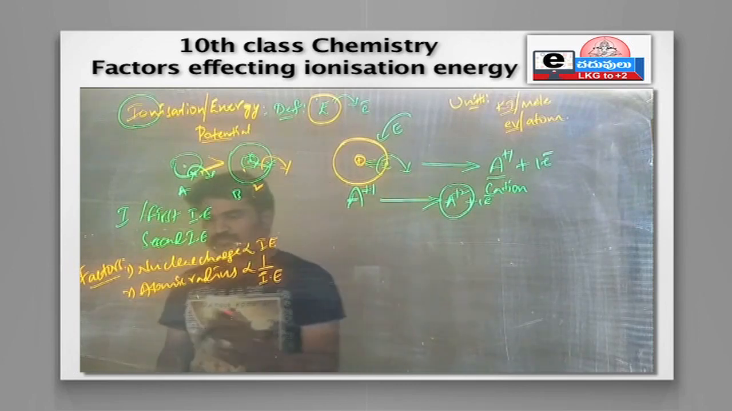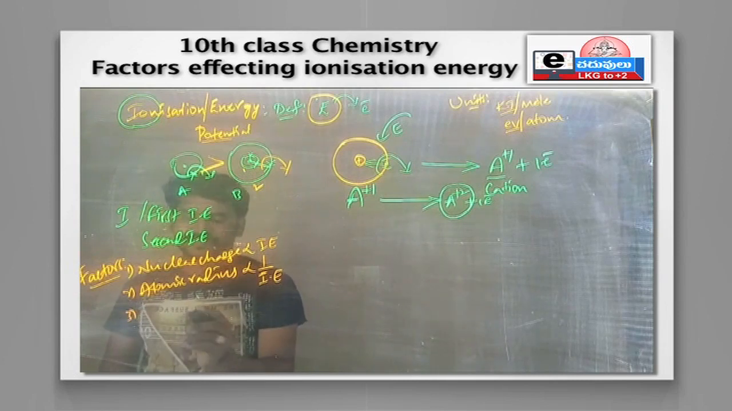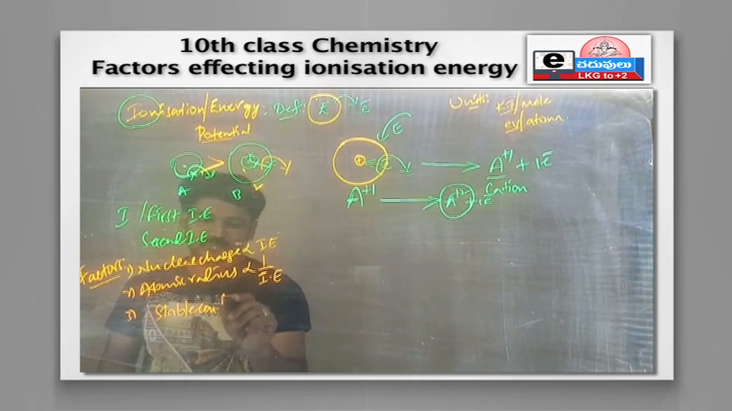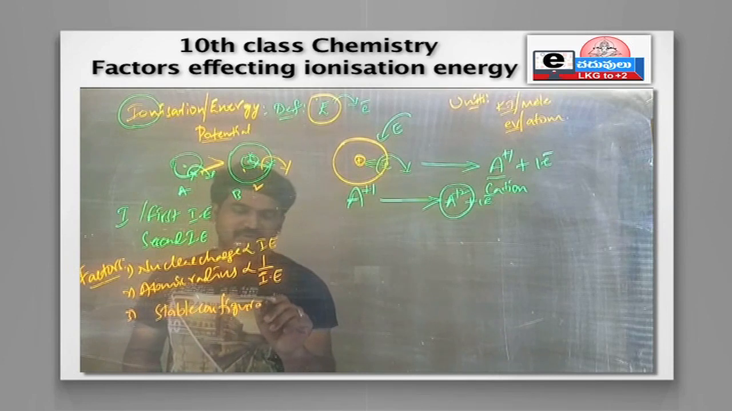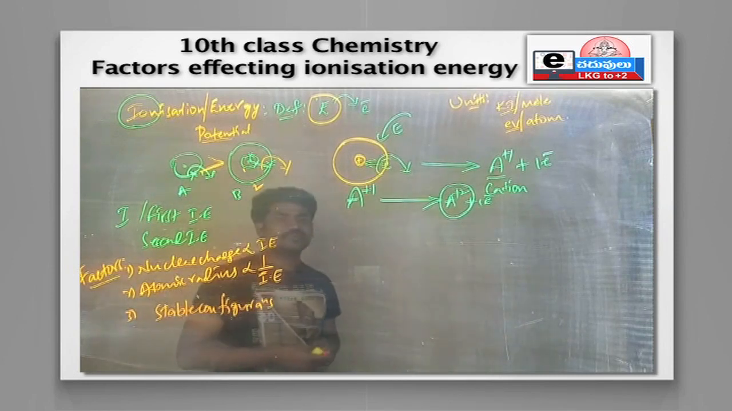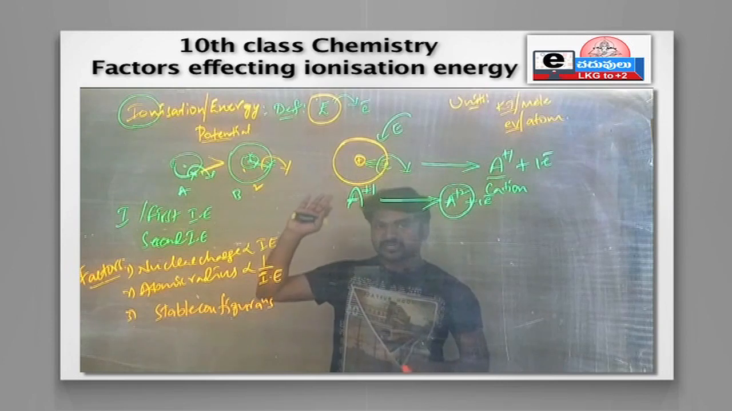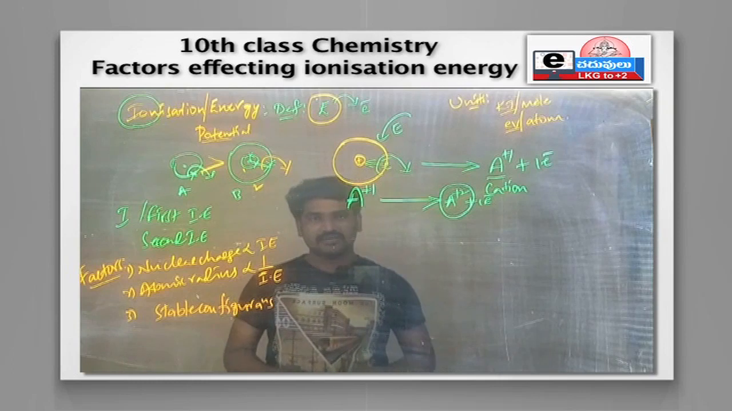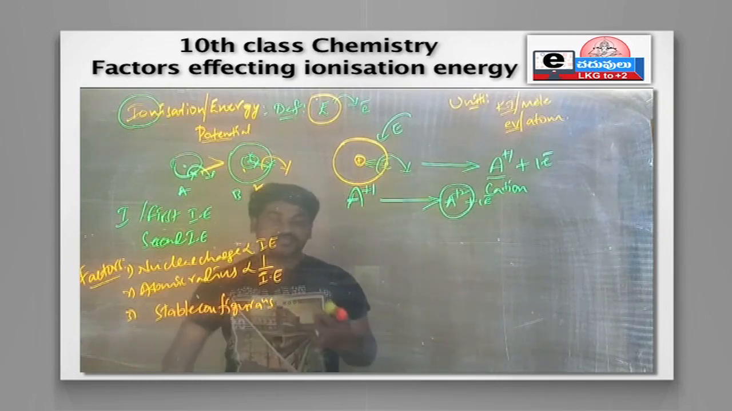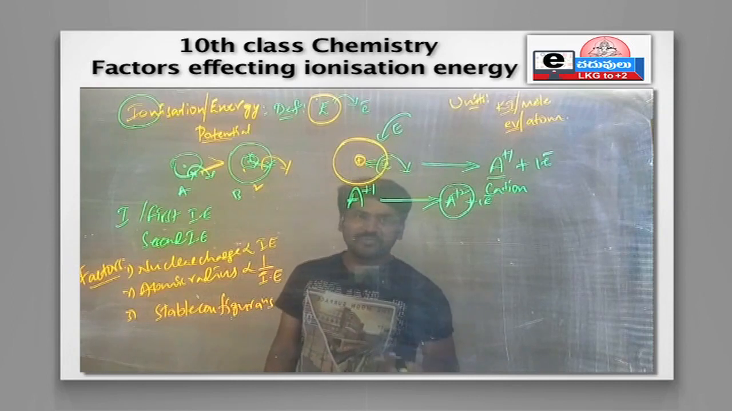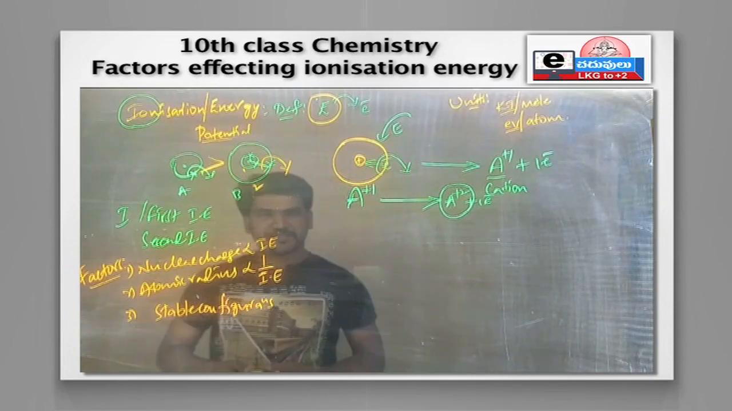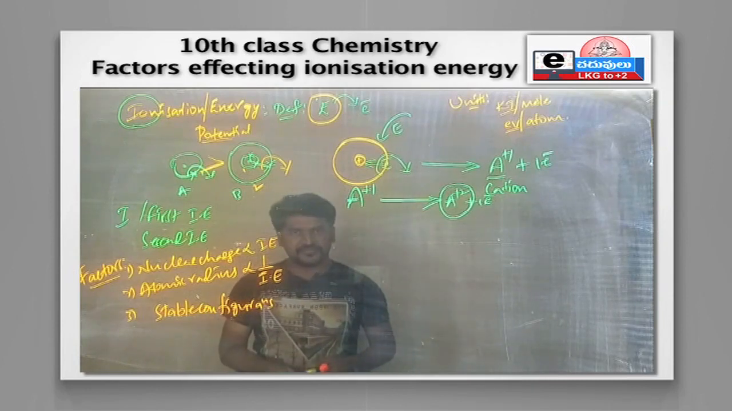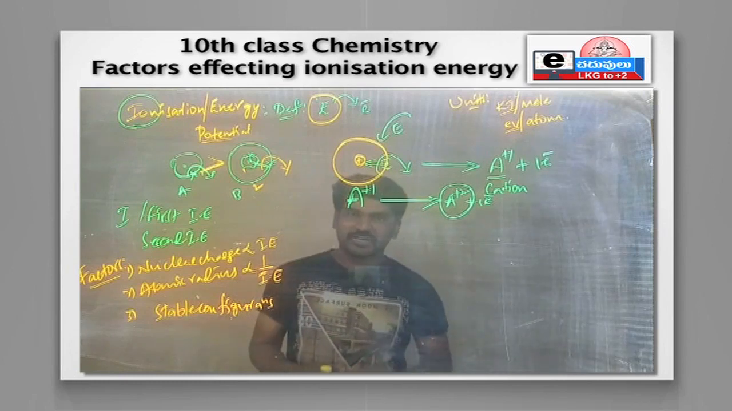So next, stable configurations. What is meant by stable configurations? As we learned in previous chapters and classes, half-filled and fully filled configurations have more stability. When an atom has more stability, it won't release an electron easily. When an atom has low stability, it will release an electron easily. From stable configurations you cannot remove the electron easily.